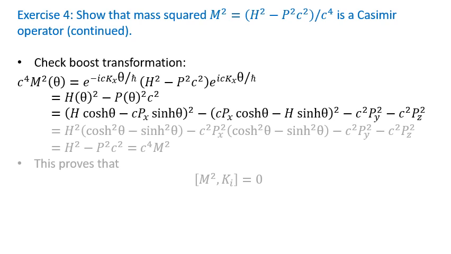Now we substitute here formulas for h theta and p theta obtained in the previous exercise. Expand the brackets and reorder terms. Then use the basic property of hyperbolic trigonometric functions: cosine squared of theta minus sine squared of theta is equal to 1. And obtain the original formula for m squared. This proves the desired commutator.